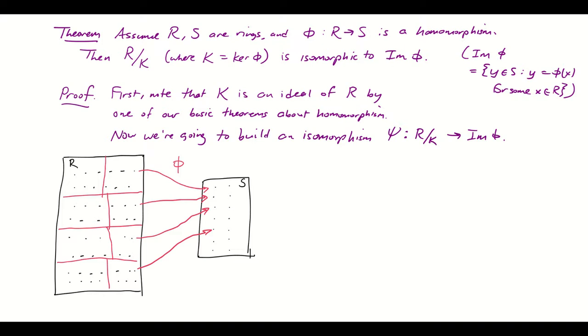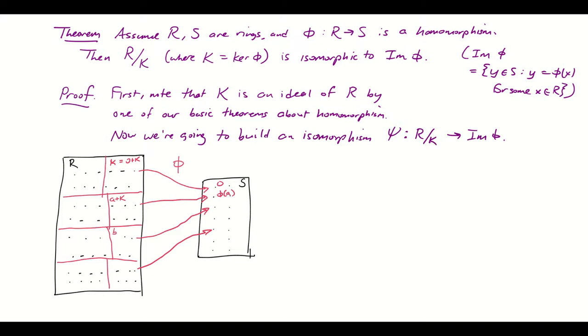But if this coset, for example, is K, or 0 plus K, then we know that all of the elements in that coset are going to go to the same element of S. That element's going to be 0. And then maybe I have some other coset here. This coset is A plus K. That coset, every element in there is going to go to the same element of S. That element is going to be phi of A.